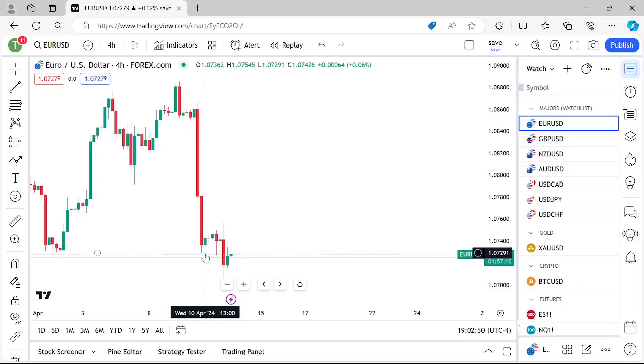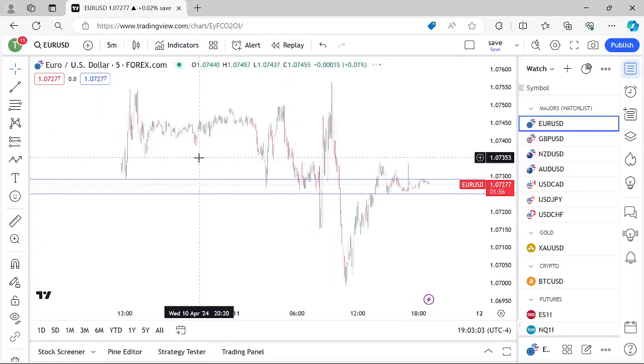And then I have this low left intact. That's the key thing. It's left intact, because it can only serve as a draw if it's intact. Once it takes it, it's done with. So let's go to the lower time frame. Now I want you to pay close attention.